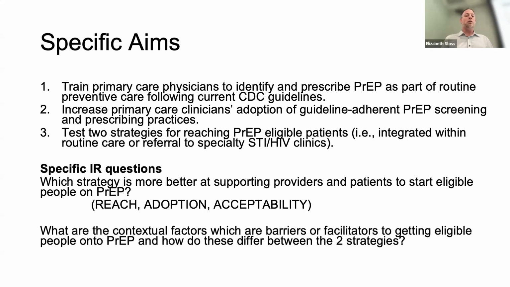Another question is, what are the contextual factors that are barriers or facilitators to getting eligible people onto PrEP, and how do they differ between the two strategies? The two different models are going to have different barriers. What if I have to establish care at a new place at the HIV STI clinic? That's a barrier potentially. What if my insurance will cover it as part of routine care, but it won't cover going to a specialist? So there are different issues with each of the arms of the study.